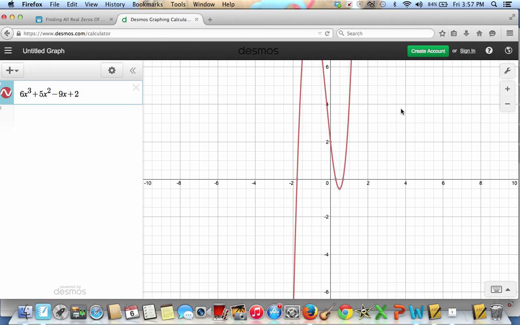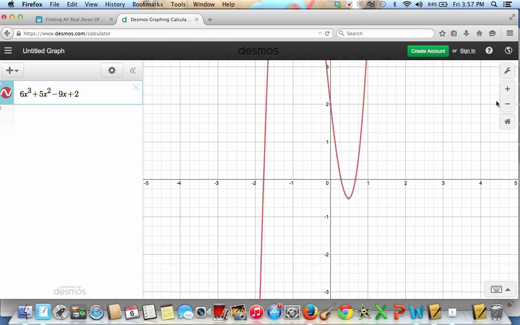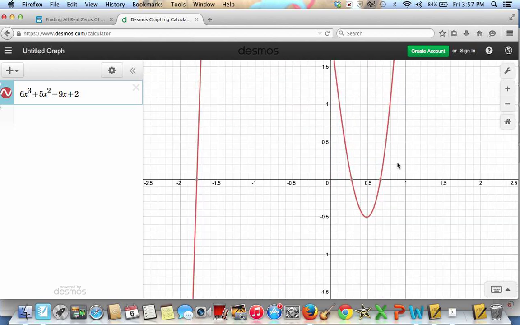Okay. Now, could you zoom in? Sure. To see what it's close to. Okay. It looks like we might want to choose not a half. We might want to choose maybe the 2/3 or the third, right? And Desmos kind of really helps you out with that.